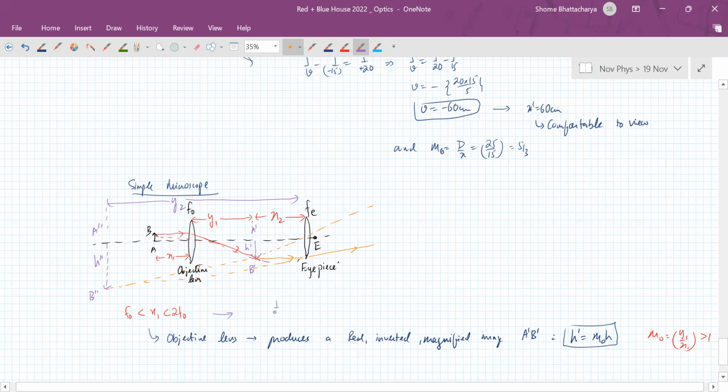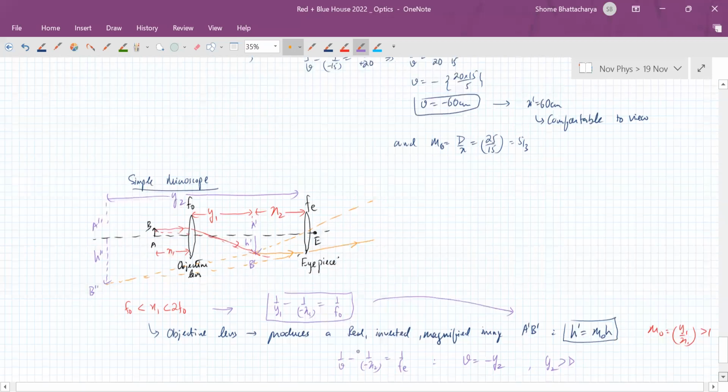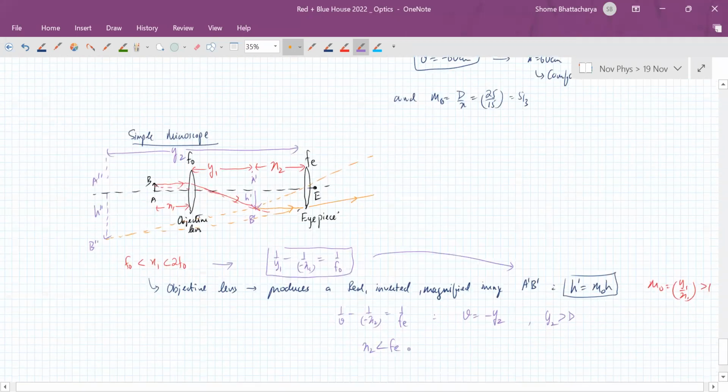From here, you have 1 upon y1 minus 1 upon x1 is equal to 1 upon f naught. So from that, you can find this. Okay. And then 1 upon V minus 1 upon minus x2 is 1 upon Fe. So that will give us V as minus of y2, such that y2 will be large compared to d. But x2 should be less than the focal length of the eyepiece, which itself is less than this distance of distinct vision.